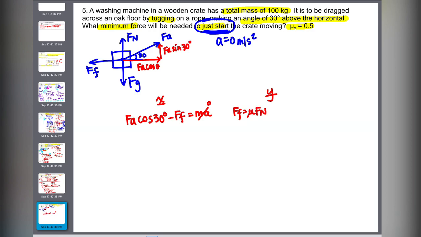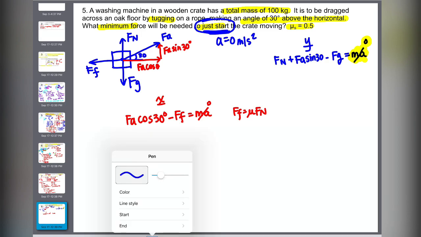What is FF? I'm going to do it on the side. I know the equation for FF is mu FN, but I don't have FN yet. I'm going to have to figure out what FN is along the Y direction. Along Y, I have up minus down. Up is FN, also up is FA sine 30, minus the down, which is FG, equals MA, which also is 0. I know I stressed this so many times, but this is something that people seem to miss. So just make sure you remember to do that.